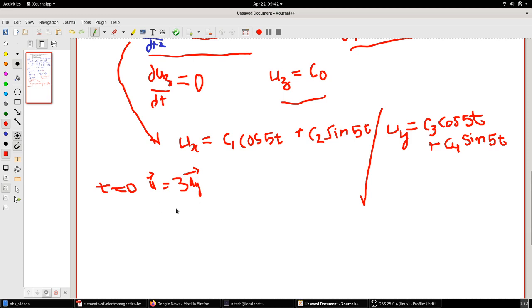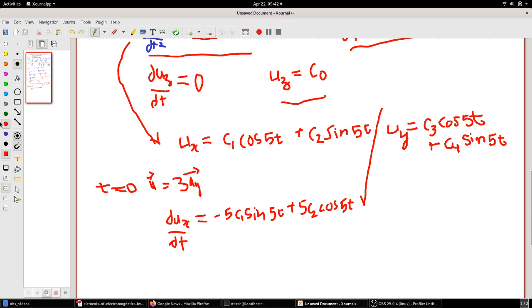So this is the first thing, and I also have that if I differentiate this, du/dt equal to, this is cos, so minus phi c1 sine phi t plus phi c2 cos phi t. This is what I get.